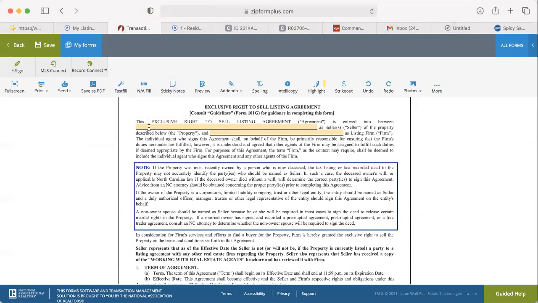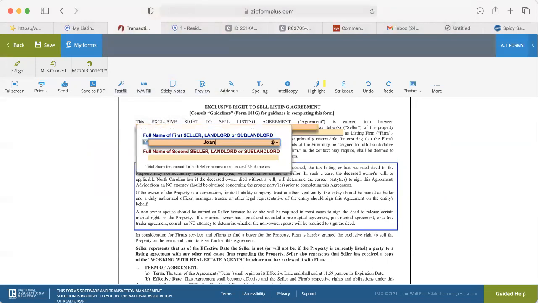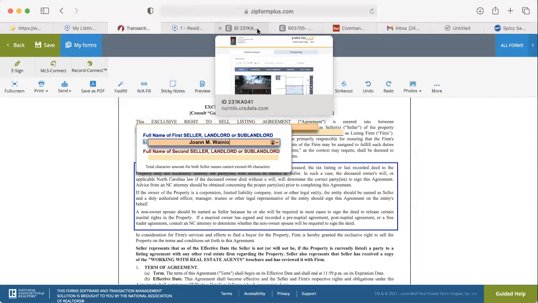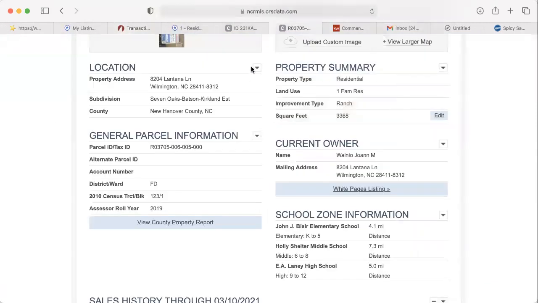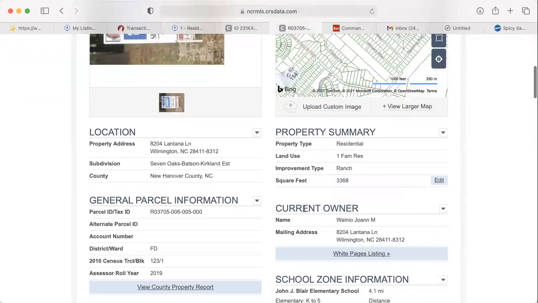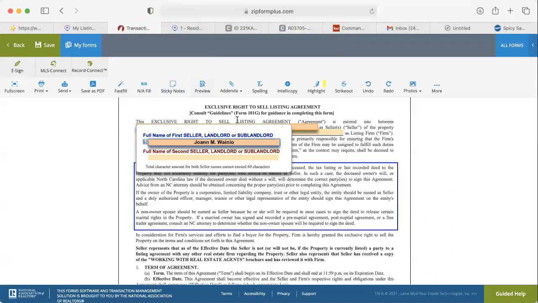So the first blank on the form, the exclusive right to sell listing agreement is entered into between, and the first name is the sellers. So that would be me. And again, my real name is Joanne, by the way. My nickname is Jody. If I go back to the tax record, this is where it shows the current owner name right here. Now, well, let me go back to this and then I'll cover that.